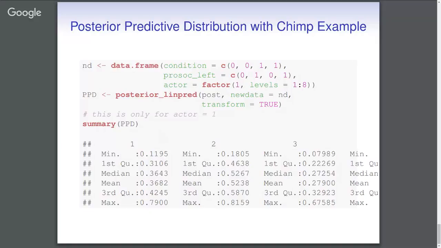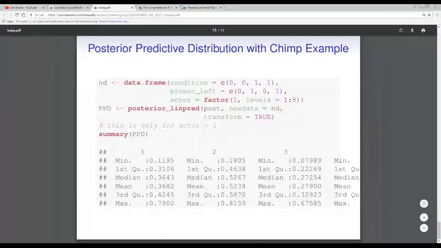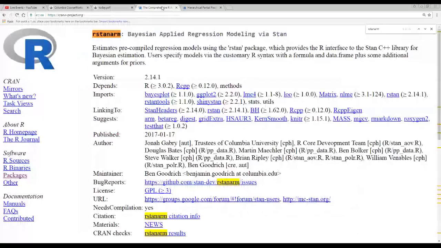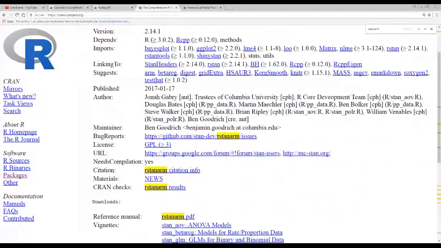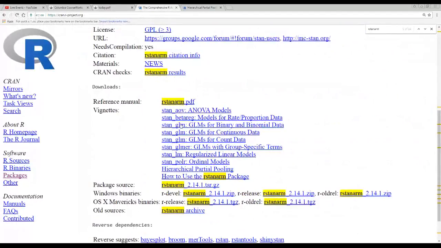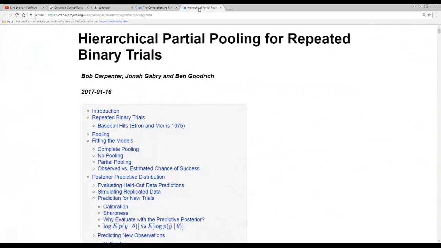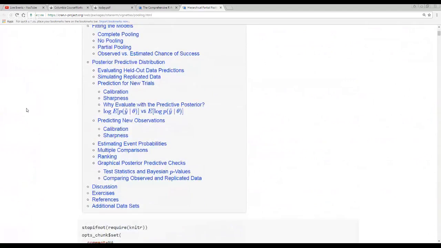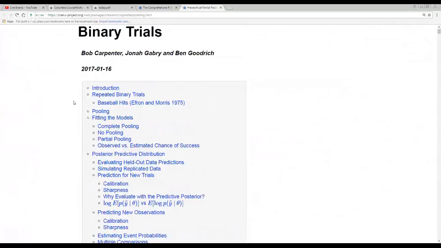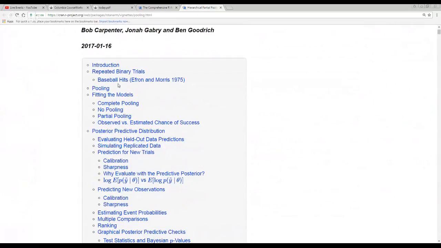Okay, so almost out of time. Last thing I wanted to point you to is that on the CRAN webpage for RStanArm, there are, in addition to the documentation, a number of vignettes, approximately one for each of the fitting functions in RStanArm, including this one under hierarchical partial pooling, which is longer than the rest and goes into considerable detail about a very simple example with baseball data from 1975.